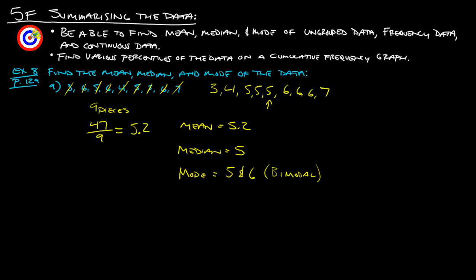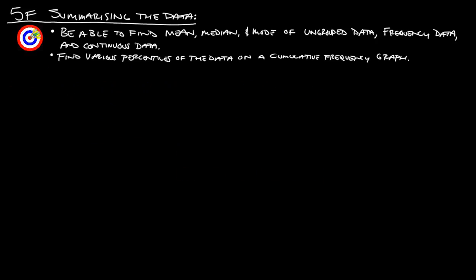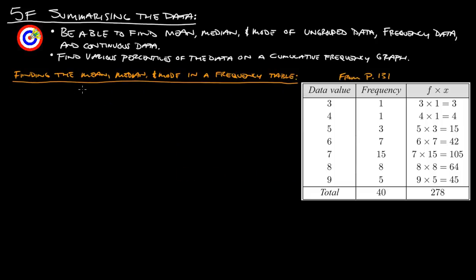Let's take a look at some more. All right, let's take a look now at how to find the mean, median, and mode in a frequency table. Okay, so this is from page 131 in your book. This table here, I just copied and pasted right out of there.